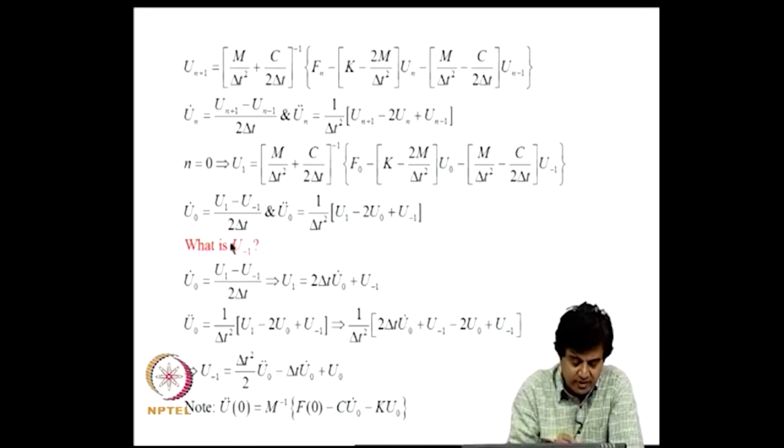What we do is we manipulate these expressions and get an approximation to u of minus 1 as follows. So, we have u naught dot is u of 1 minus u of minus 1 by 2 delta t. From this I get u1 as this. Similarly, u naught double dot will be this, from this I get this expression. So, now by solving for u of minus 1 I get this. We should notice that u double dot of 0 is deducible from the governing equation. So, this will be simply m inverse times f of 0 minus c u naught dot minus k u naught. So, u double dot of 0 is known from the definition of the problem. Therefore, the terms that lie on the right hand side of this equation are also known.